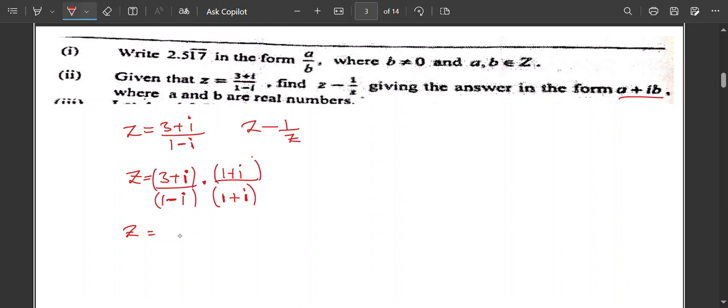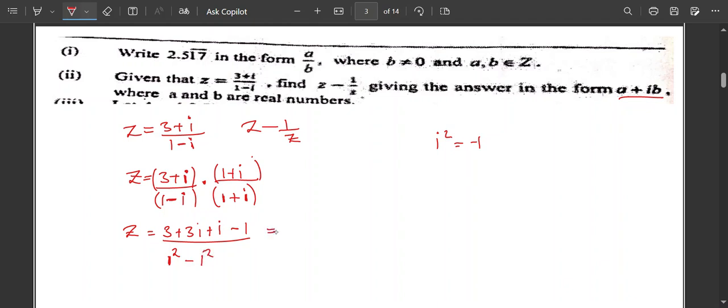So when we multiply this one, 3 times 1, that would be just 3. Then 3 times i, that would be 3i. Then 1 times i, that is just 1i. Then again 1 times i times i, or i squared, equals -1. So here we'll put just -1. All right. Then over, this is a difference of 2 squares. So we'll just put 1 squared minus i squared.